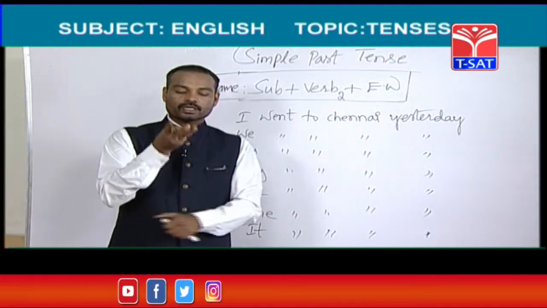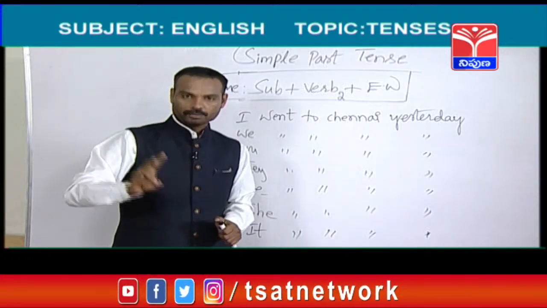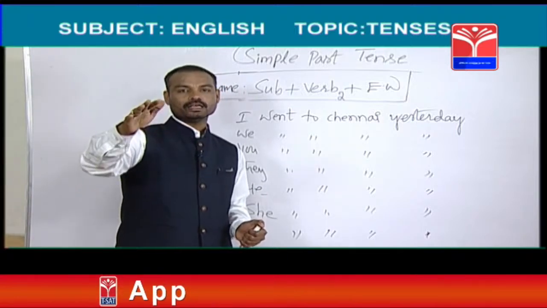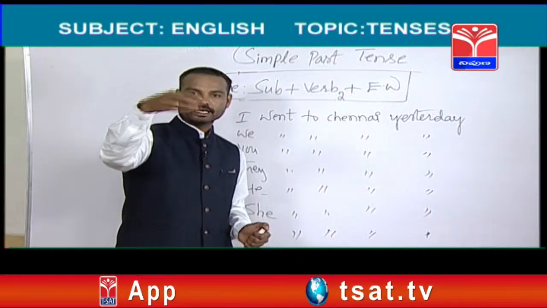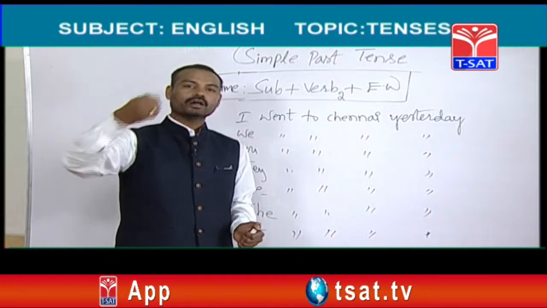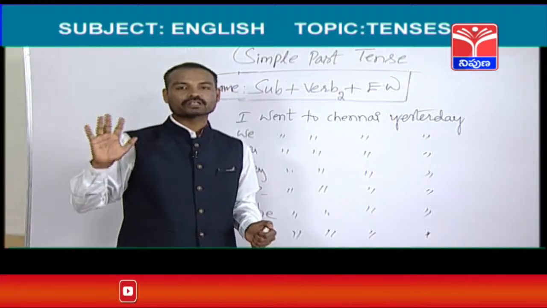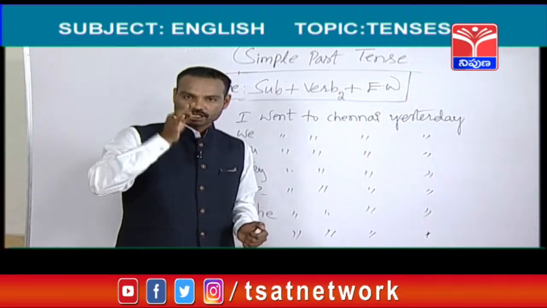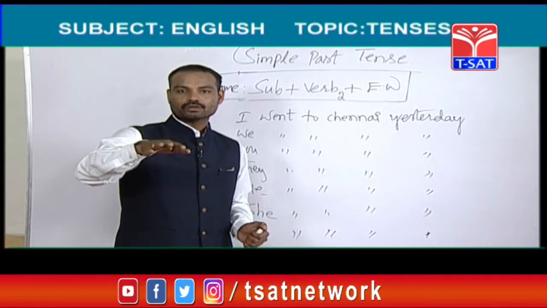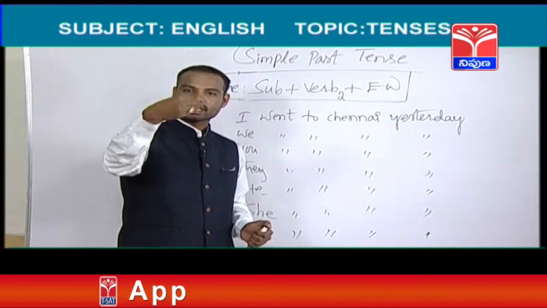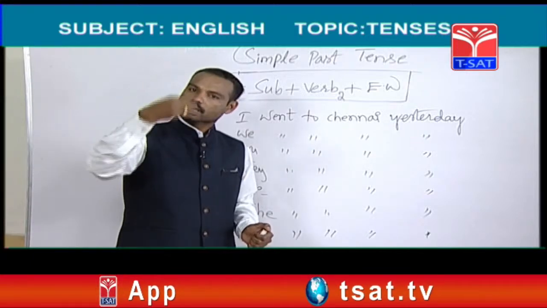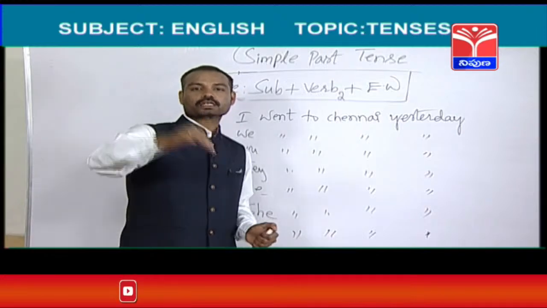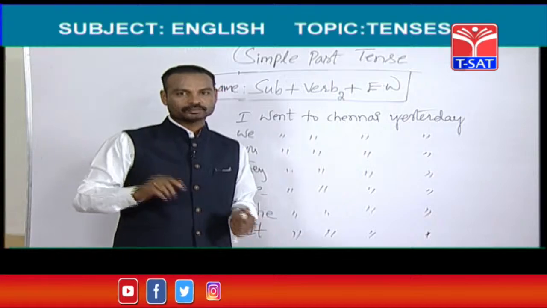The keywords are yesterday, day before yesterday, last week, last month, last Sunday or any day, last year, ago, and in plus a year name, or in the past. These are the keywords of simple past tense. Once again, I am going to repeat the keywords: yesterday, day before yesterday, 2 days ago, or last Sunday or Monday, or last week, last month, last year, ago, or in the past, in plus one year name, any past year name. So these are the main keywords of simple past tense.